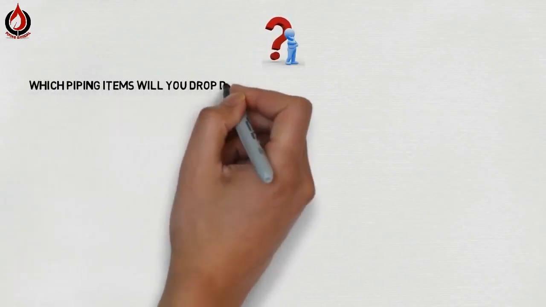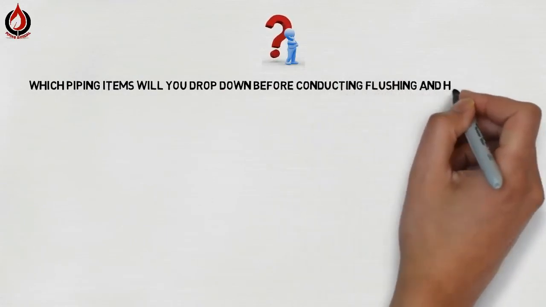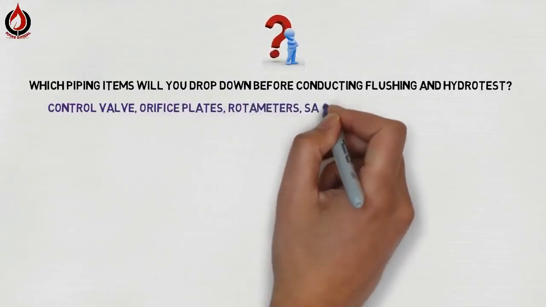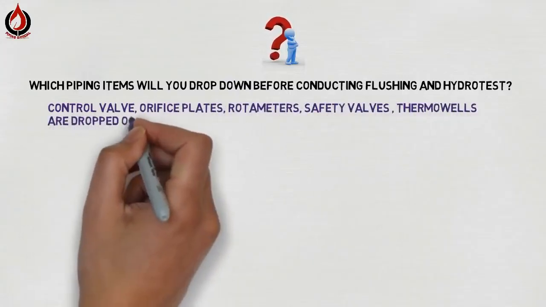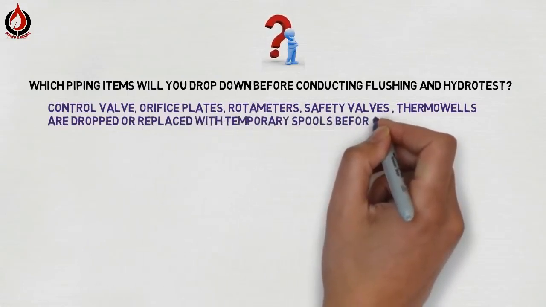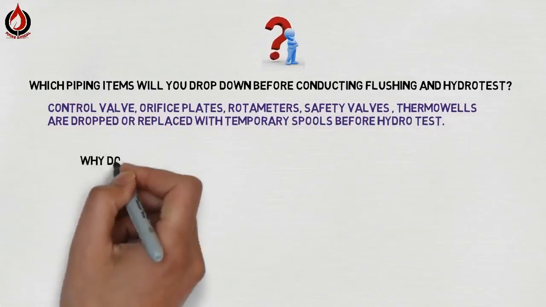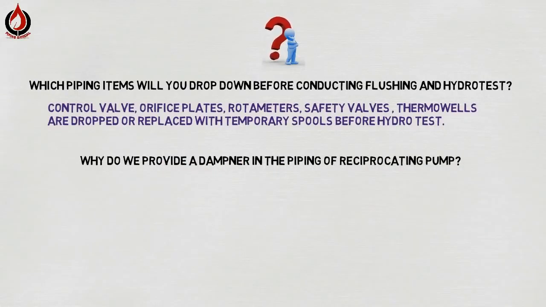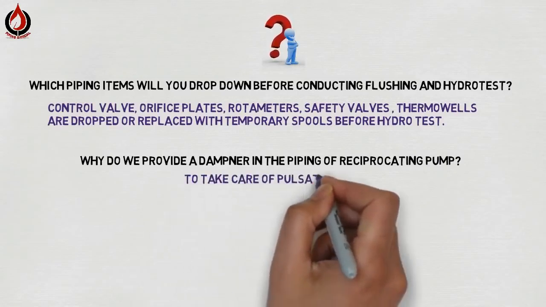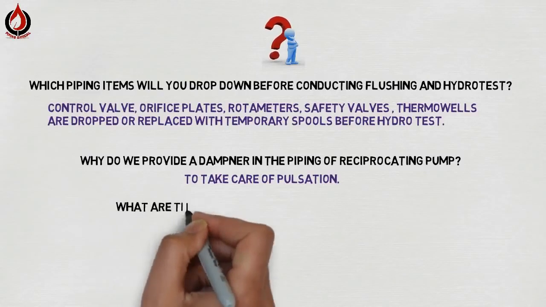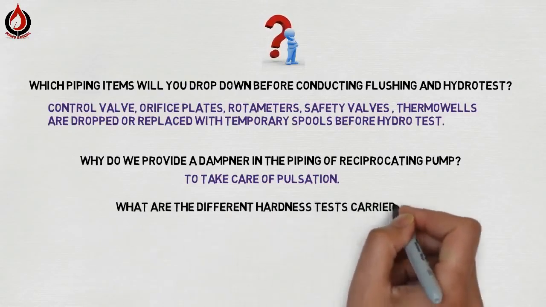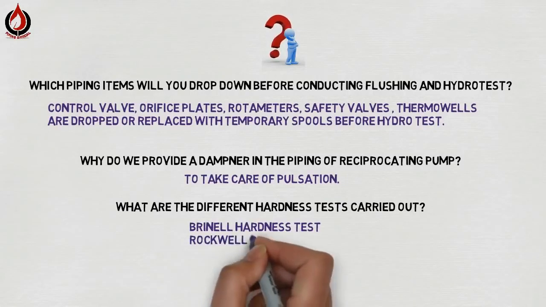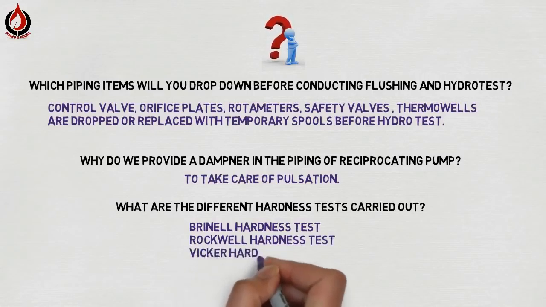Which piping items will you drop down before conducting flushing and hydro test? Control valve, orifice plate, rotameter, safety valve, thermowells are dropped or replaced with temporary spool before the hydro test. Why do we provide a dampener in the piping of reciprocating pumps? To take care of pulsation. What are the different hardness tests carried out? Brinell hardness test, Rockwell hardness test, Vickers hardness test.